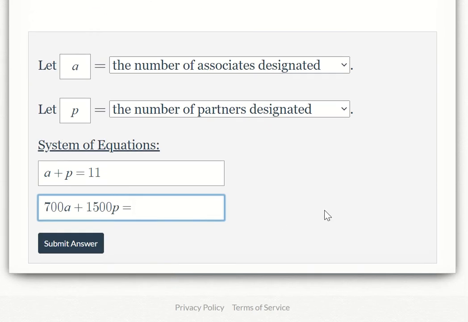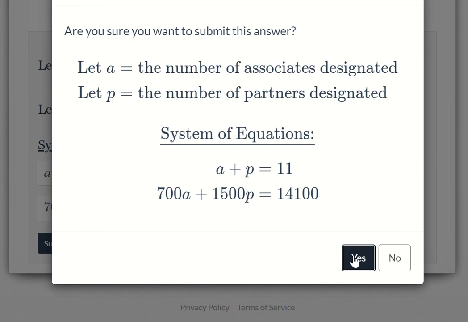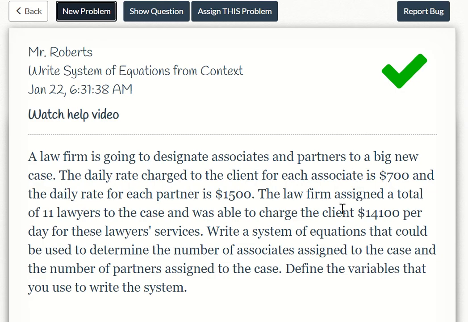So that adds up to $14,100. So I think this is it. Maybe. Am I sure? Okay.